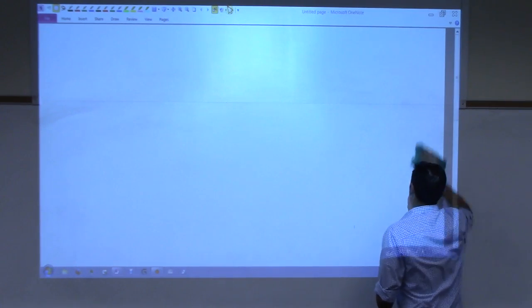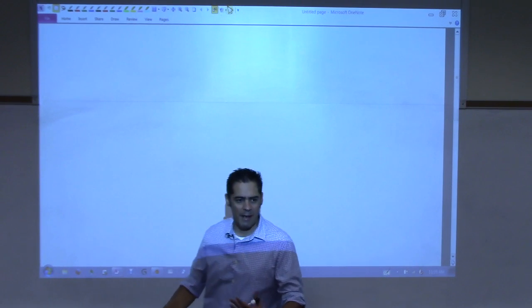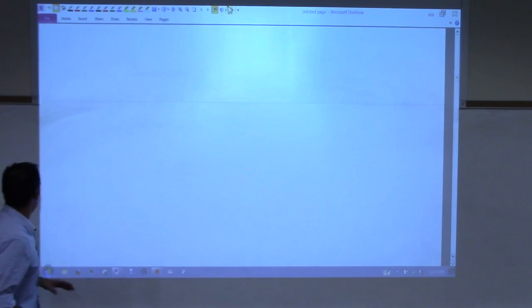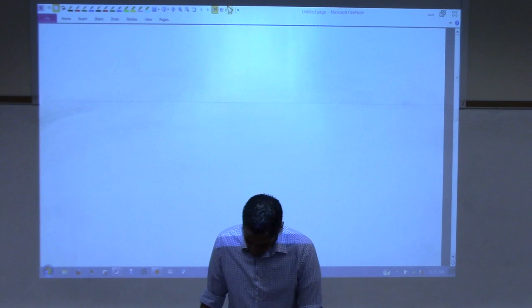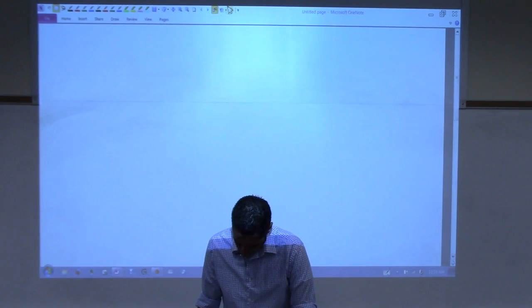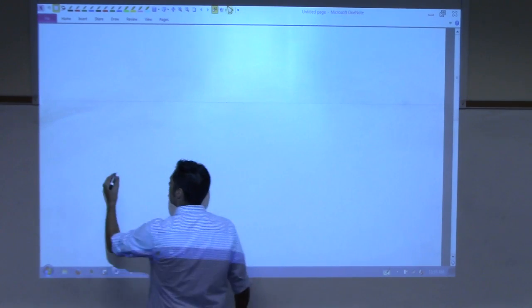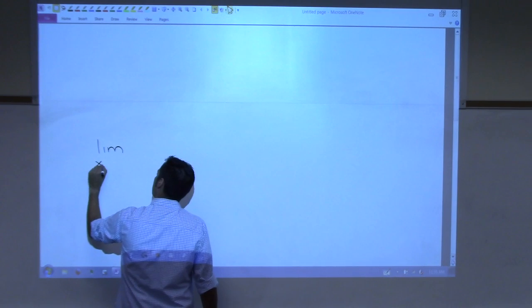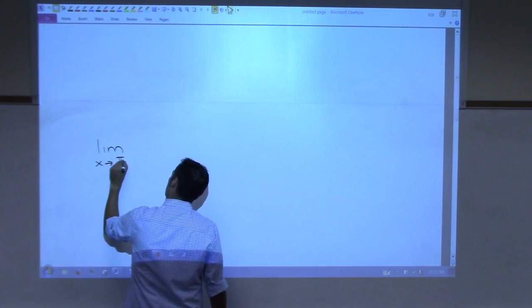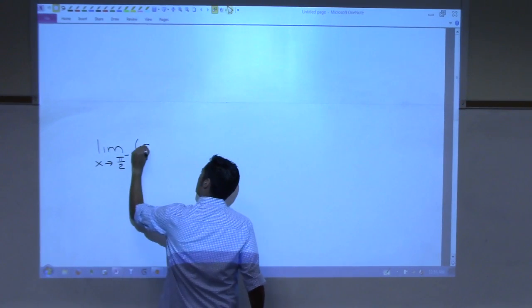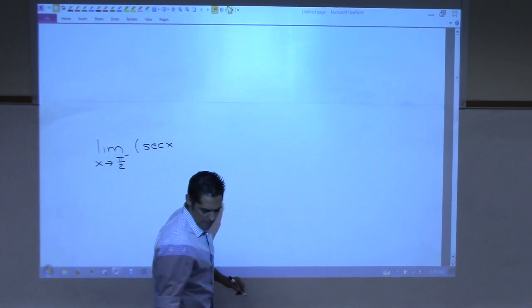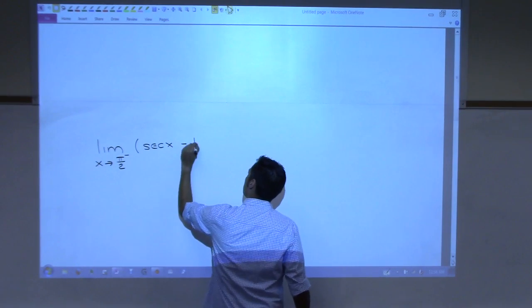All right. So that gives you the gist of how L'Hopital's rule works. But now it's time to go attack some different indeterminate forms. Limit as x approaches pi over 2 from the left of secant x minus tangent x.